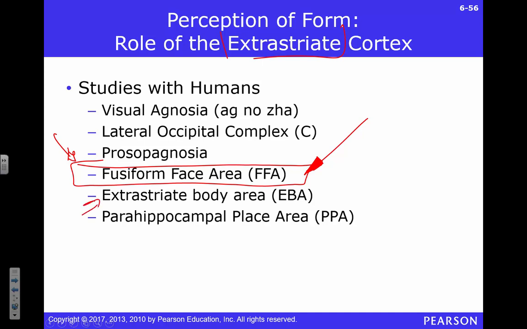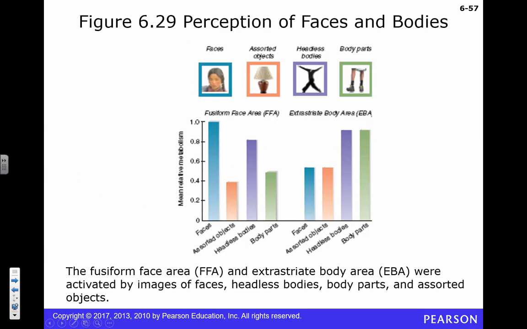You also have a thing called the extrastriate body area. This is cool. It gets excited by body parts, right? I don't know if you've ever randomly seen body parts somewhere. But it gets excited by body parts, so there's a brain region specifically tuned for human body parts. Pretty important. How many of you have ever seen human body parts? Yeah, everybody has, right? So you spend a lot of time looking at these things.